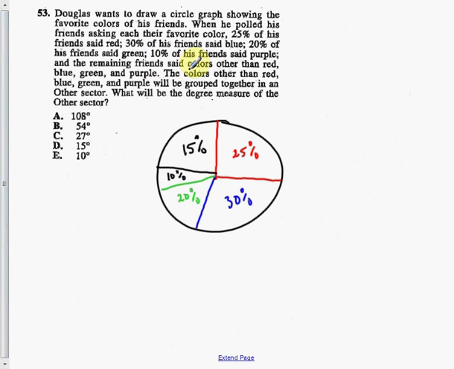And so here, the remaining friends said colors other than red, blue, green, and purple. So the colors other than red, blue, green, and purple will be grouped together as other. What will be the degree measure? 15.